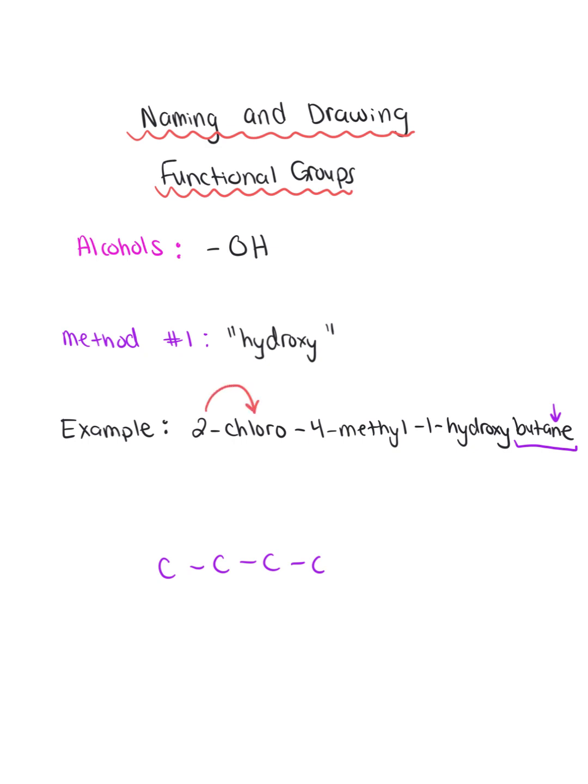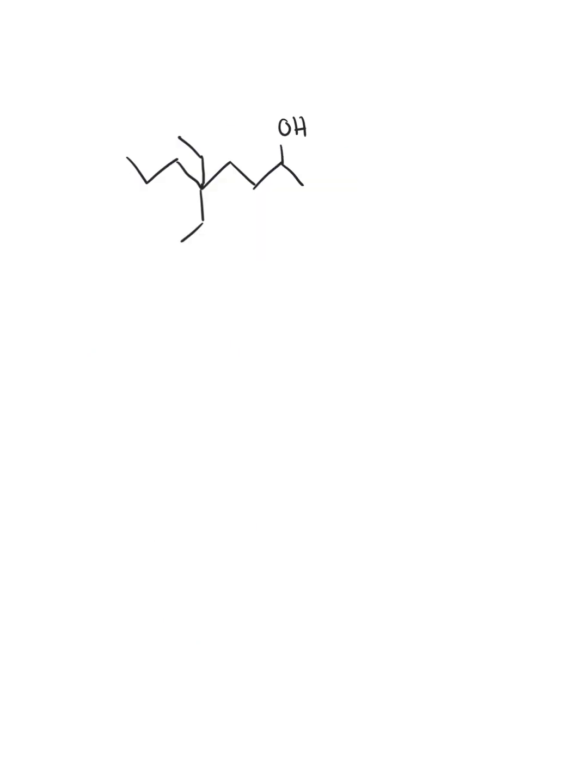So this is saying on the second carbon, we have a chloro group, which represents chlorine. On the fourth carbon, we have a methyl group, 1, 2, 3, 4. So on this carbon, I have a methyl group, methyl meaning that group has 1 carbon in it. And on the first carbon, there's a hydroxy group. That is the OH group that identifies this molecule as an alcohol. The rest of these carbons can form bonds with hydrogen to fill their 4 necessary bonds, and that would be our molecule.